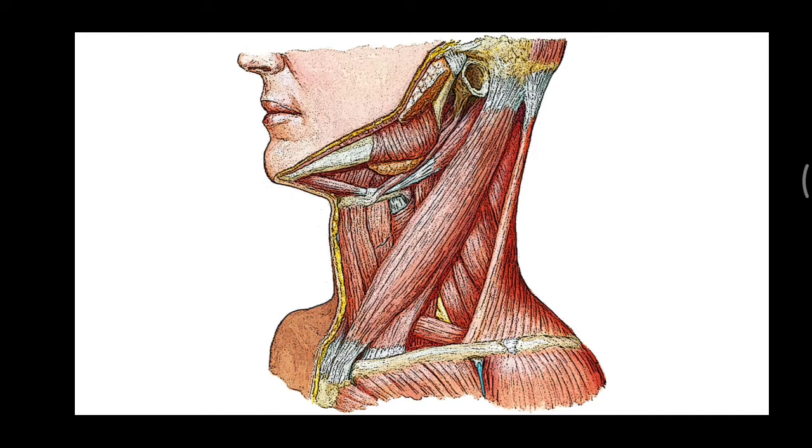In front, it is bounded by the posterior border of the sternocleidomastoid muscle. Behind, it is formed by the anterior border of the trapezius. This muscle will be the trapezius. Now, the base will be formed by the middle one-third of the clavicle. The apex of the posterior triangle, that is this region, is formed by the superior nuchal line of the occipital bone where the sternocleidomastoid and trapezius muscles meet.